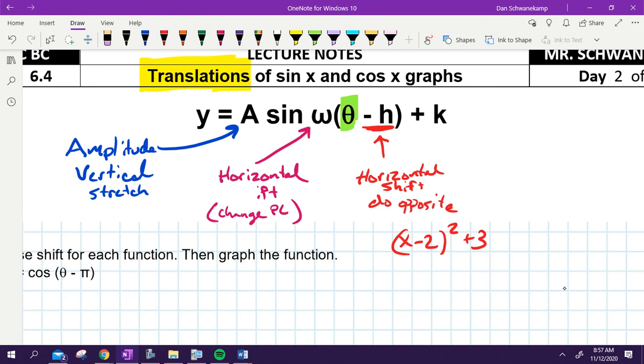I did. Yep, my fault. Thank you. This is supposed to be horizontal stretch. My apologies. Horizontal stretch. I was saying it in my brain and wrote shift because I was thinking about the next one. This one is a horizontal shift.